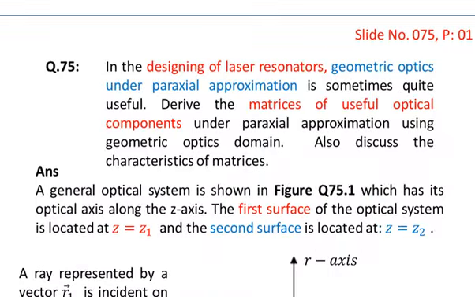The question is, in the designing of laser resonators, geometric optics under paraxial approximation is sometimes quite useful. Derive the matrices of useful optical components under paraxial approximation using geometric optics domain. Also discuss the characteristics of the matrices.